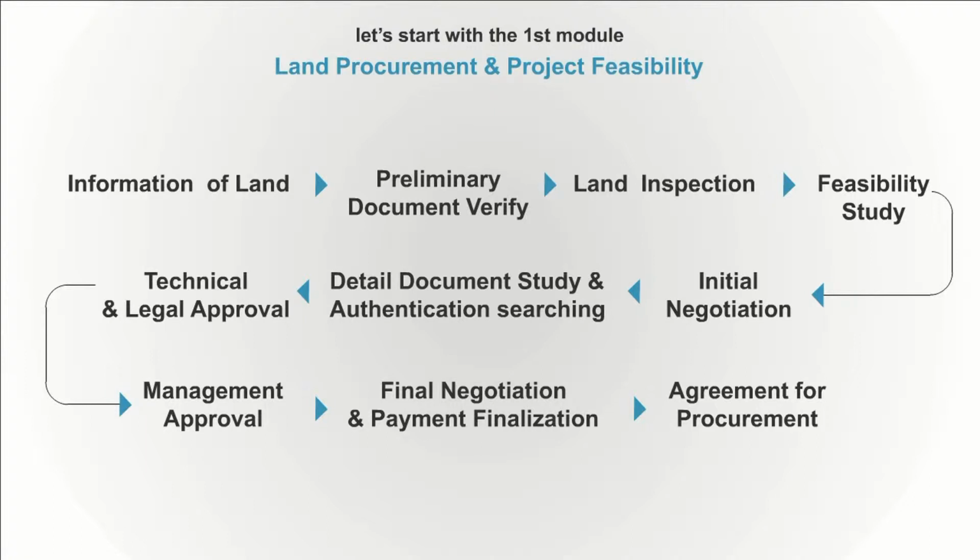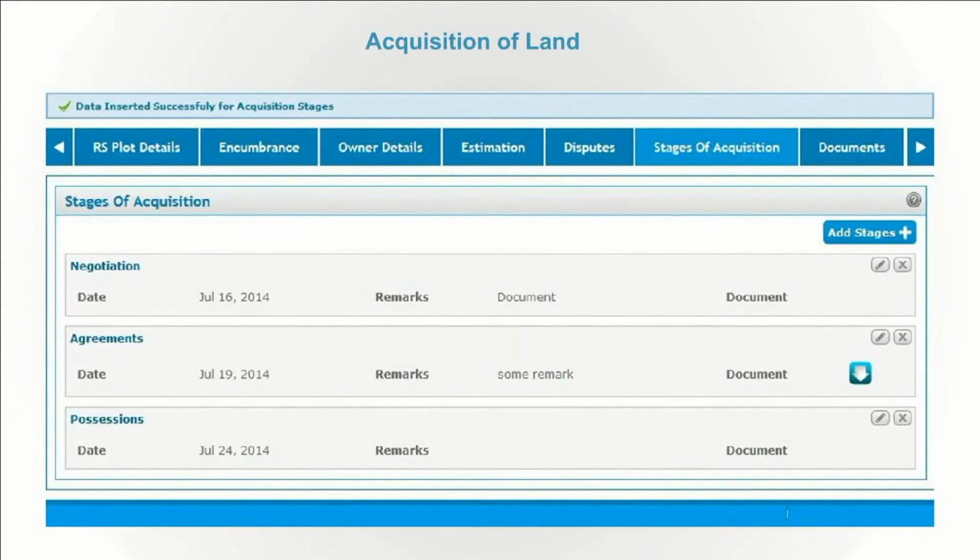Record detailed document study and authentication searching. Check technical and legal approvals and make reports. Record management approvals. Make final negotiation and payment. And finally, make the agreement for procurement. This is the screen for entering the records for stages of acquisition.